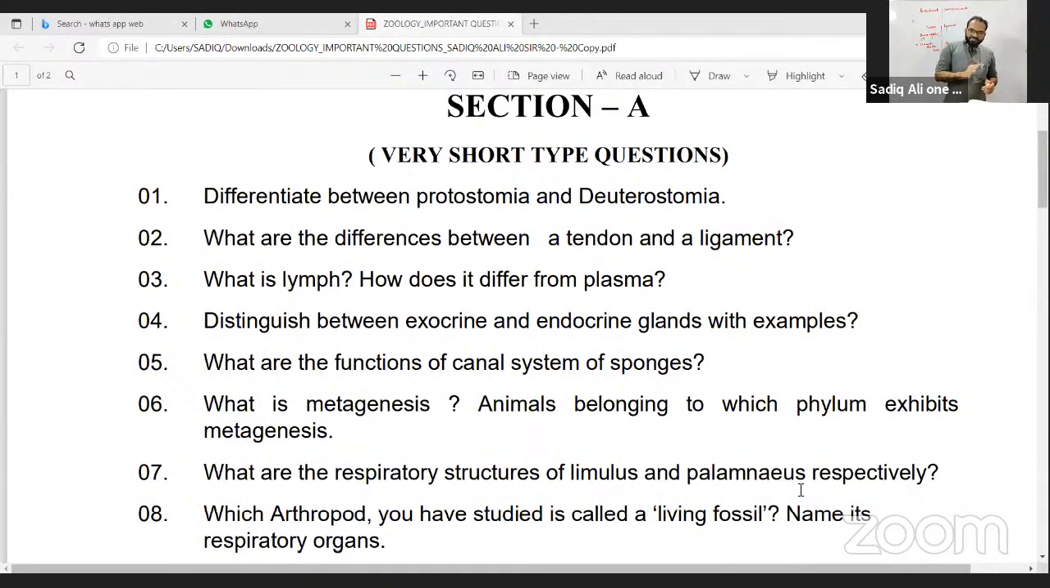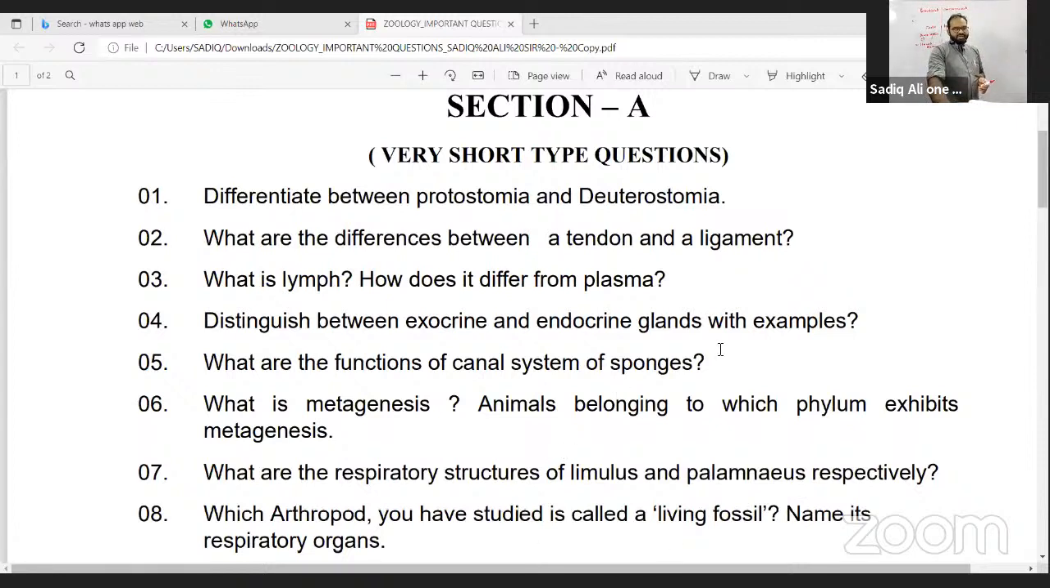Second point, how lymph differs from plasma: it lacks platelets and large plasma proteins. You write that, not RBC. I repeat one more time. Lymph differs from plasma because it lacks platelets and large plasma proteins. The words large plasma proteins are important, students.